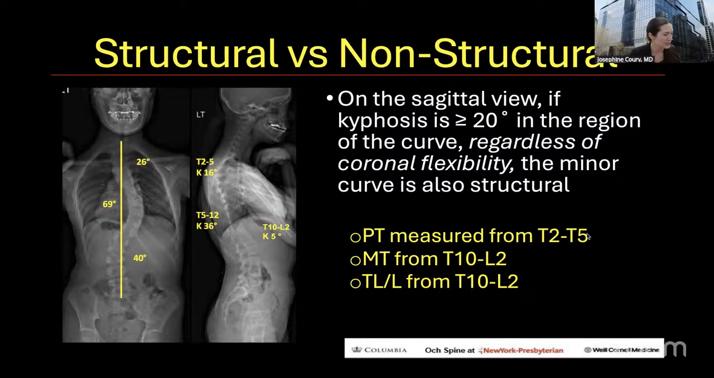So this patient does not have significant proximal thoracic kyphosis. It's about 16 degrees, but if it was greater than 20, it would be considered a structural curve, even if in the coronal plane it was only 5 degrees or so. So there's different regions that are measured for this. So in the proximal thoracic spine, it's intuitive. It's from T2 to T5 where you measure their kyphosis. But for both the main thoracic and the thoracolumbar, the kyphosis is measured from T10 to L2 for these patients to determine if the curve is indeed structural.